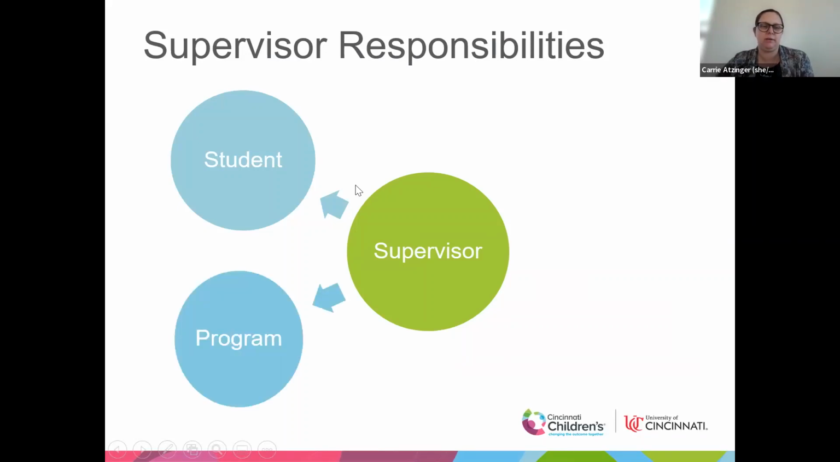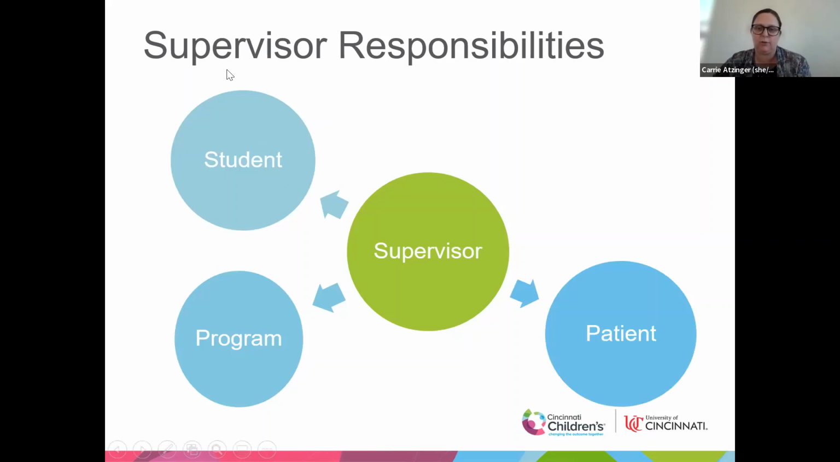You also have a responsibility to the training program that the student is in, or depending on the situation, an employer, to provide feedback about whether that trainee is progressing in the way that they should. And then at the same time, as a supervisor, you ultimately are the one responsible for patient care. So you're in multiple roles at the same time and trying to balance those.